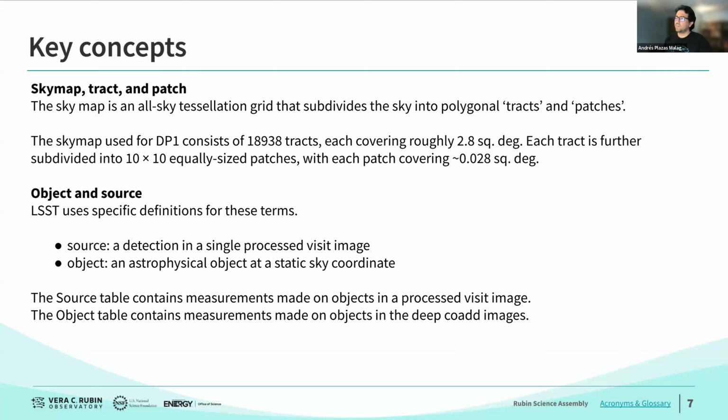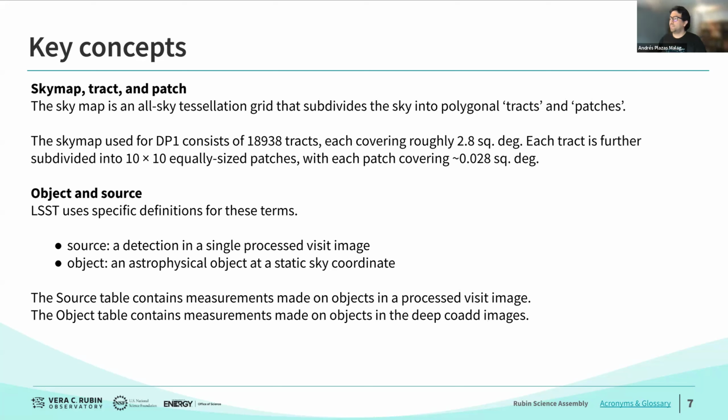We're going to start with some key concepts that we're going to find throughout this presentation and in general in Rubin and LSST. Some of them are sky map, tract, and patch. A sky map is an all-sky tessellation grid that subdivides the sky into polygonal tracts and patches. The sky map used for DP1 has about 19,000 tracts, and each one covers roughly 2.8 square degrees of the sky. Each tract is further subdivided into 10 by 10 equally sized patches, so each patch is about 0.028 square degrees. That's about 79 arcminutes by 79 arcminutes.